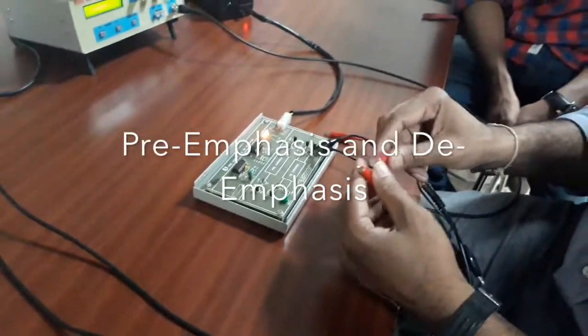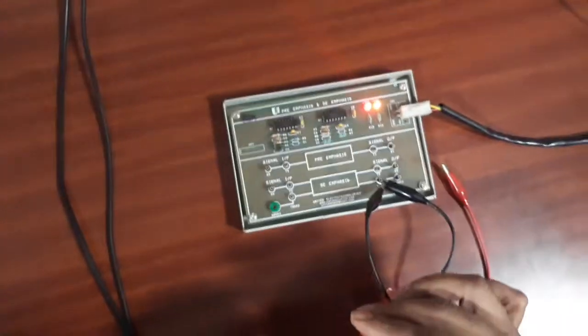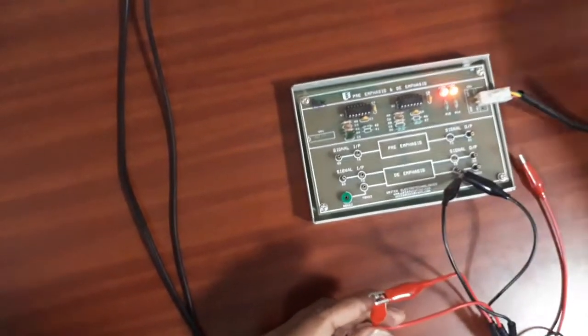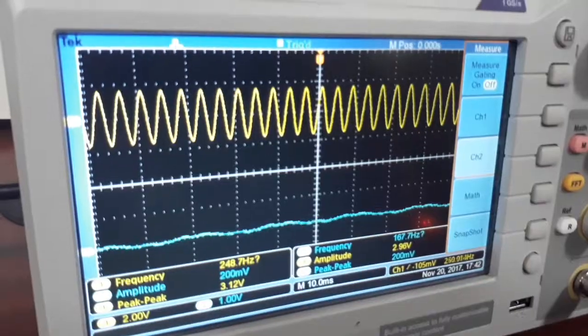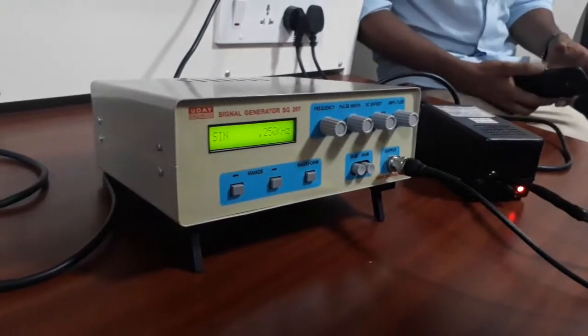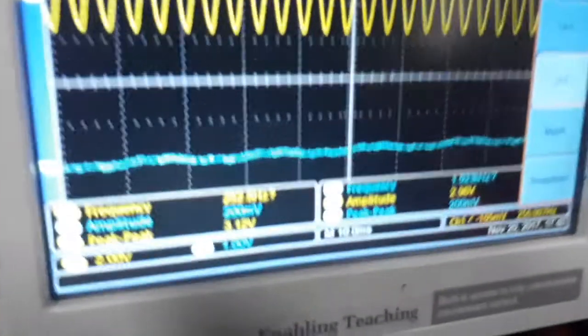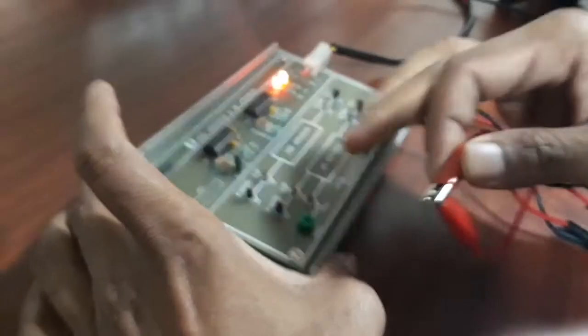Pre-emphasis and de-emphasis circuit. Before connecting the signal to this pre-emphasis circuit, ensure that the input voltage does not exceed 2 volts over here. So the minimum voltage should be 2 and the maximum should be 4. Set it to 2 volts or 3 volts. Here we are taking 3 volts. Okay, so connect this input to the pre-emphasis circuit.